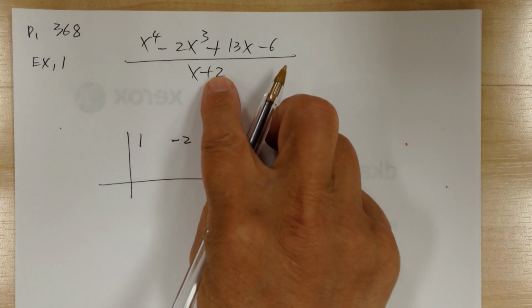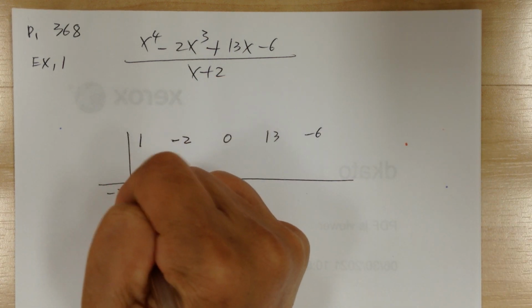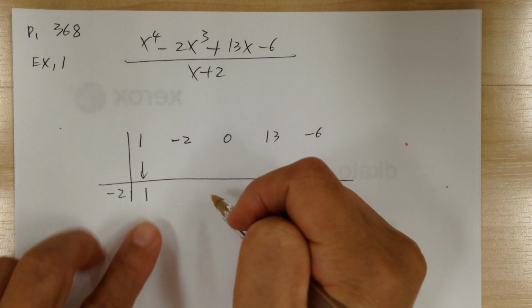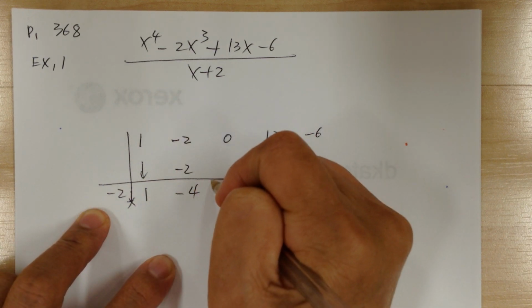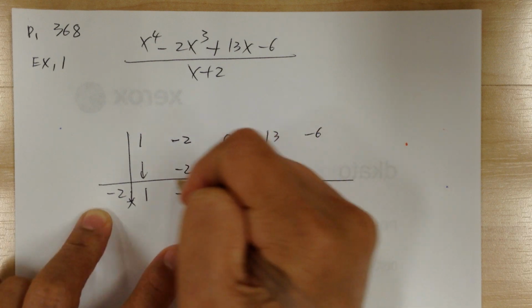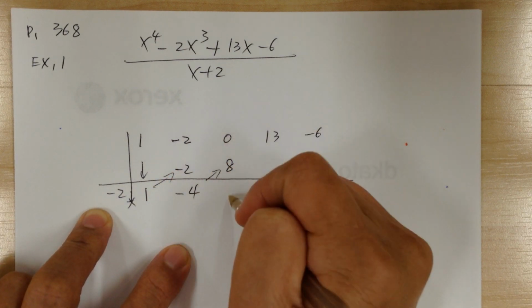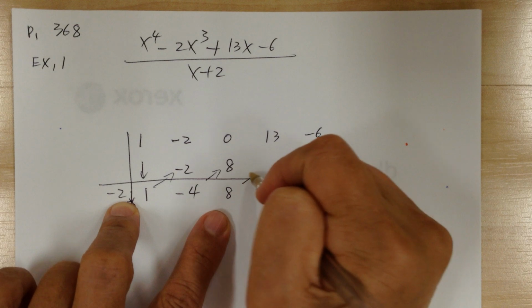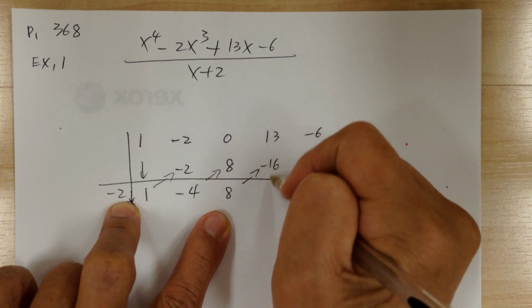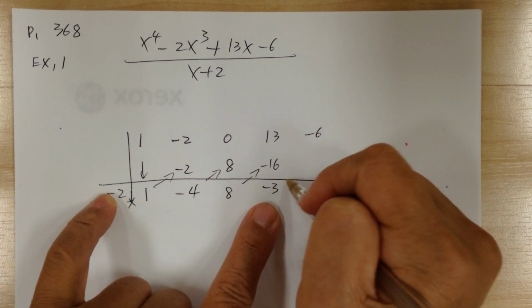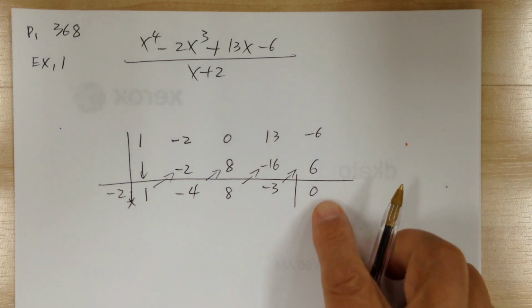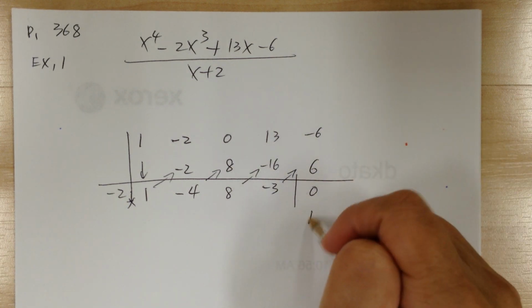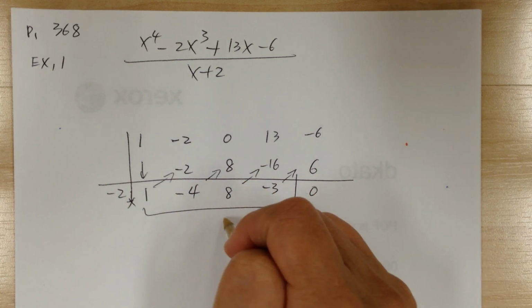Okay. And you have to take the opposite, so -2, right? So again, you drop the number, you multiply, you add, multiply, you add, multiply, you add, okay? So the remainder is 0. So again, this is your remainder, and that is your quotient.